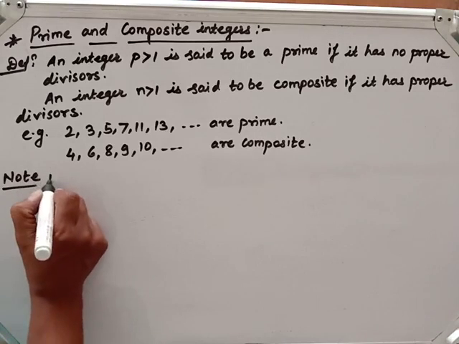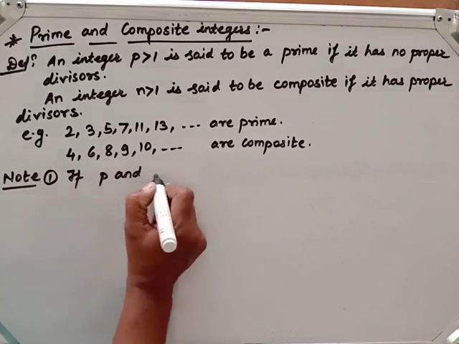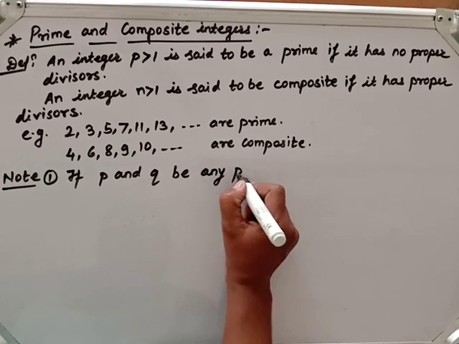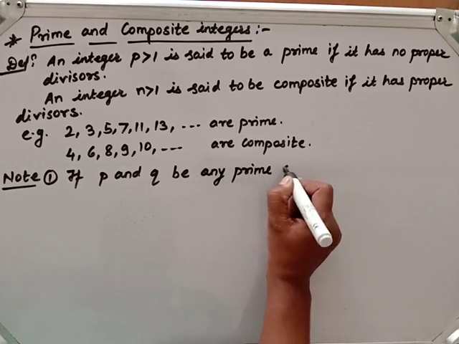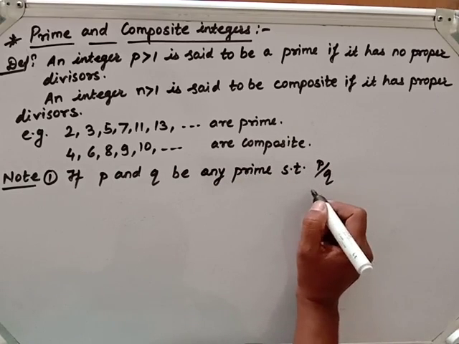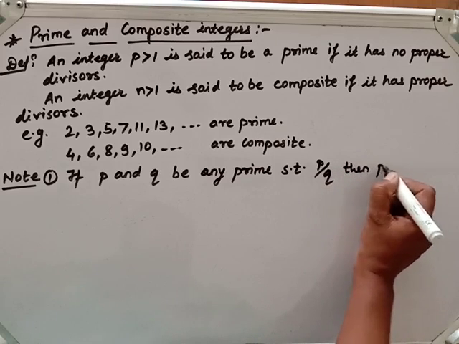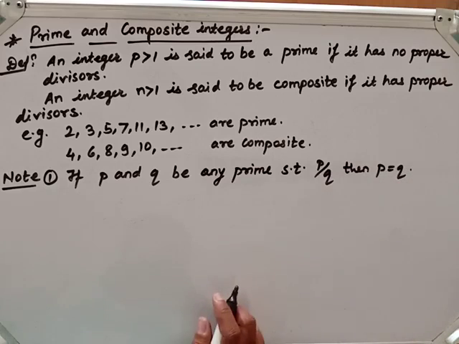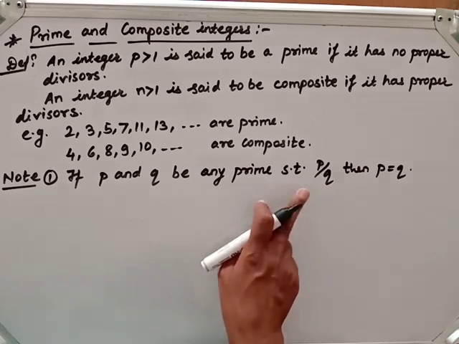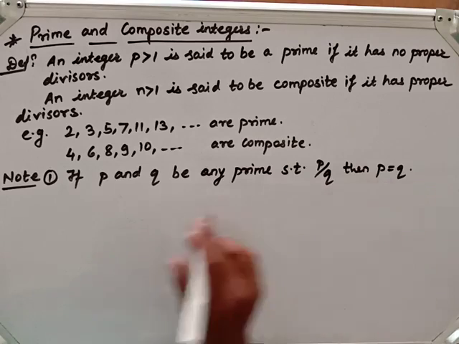Note 1: suppose P and Q are any primes such that P divides Q. Then it is not possible for a prime, P must equal Q. The number itself can divide it if it is prime, because it has only the divisors 1 and the number itself. So they must be equal.